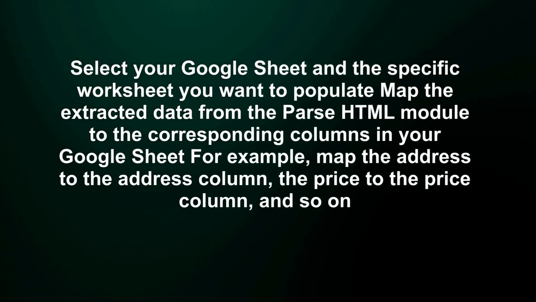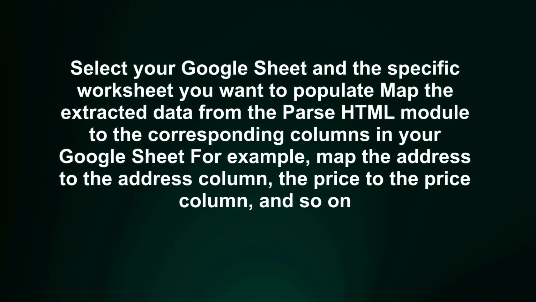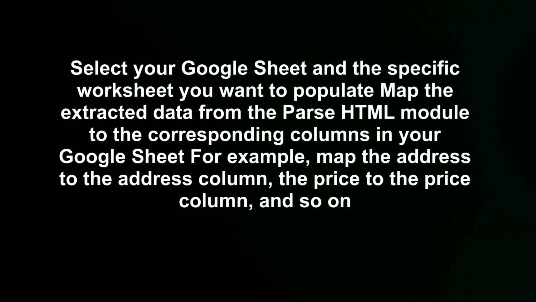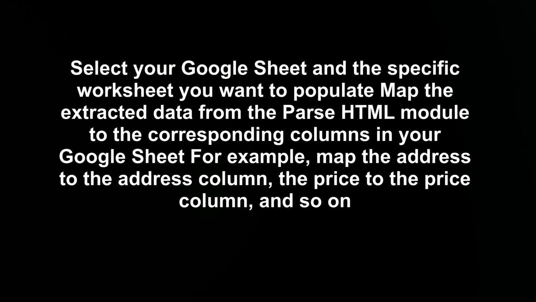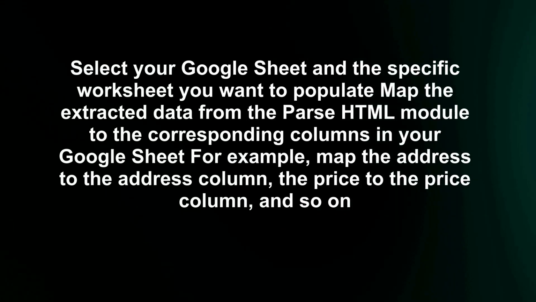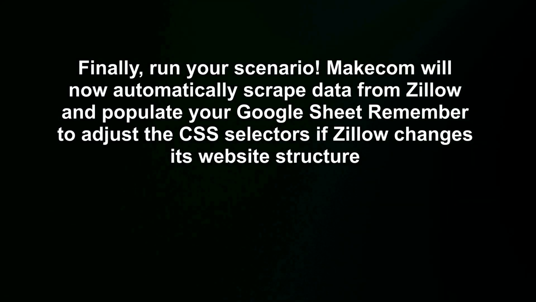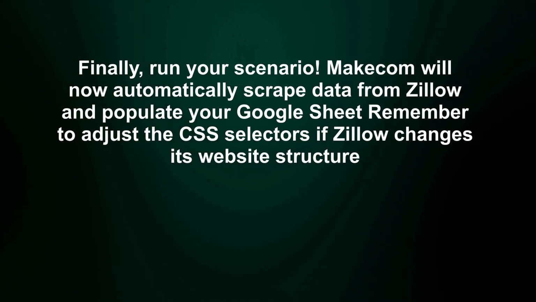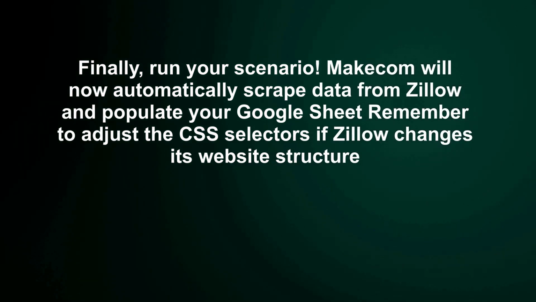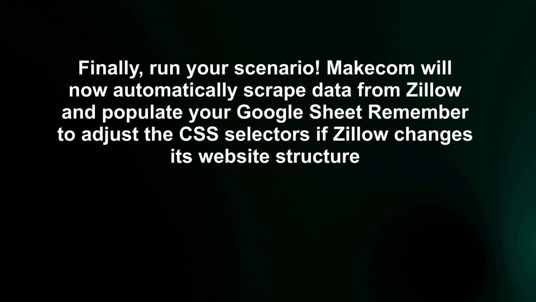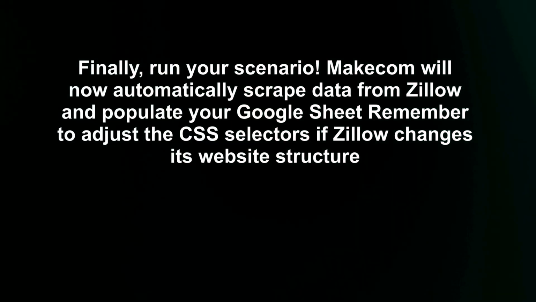Map the extracted data from the Parse HTML module to the corresponding columns in your Google Sheet. For example, map the address to the address column, the price to the price column, and so on. Finally, run your scenario. Make will now automatically scrape data from Zillow and populate your Google Sheet. Remember to adjust the CSS selectors if Zillow changes its website structure.